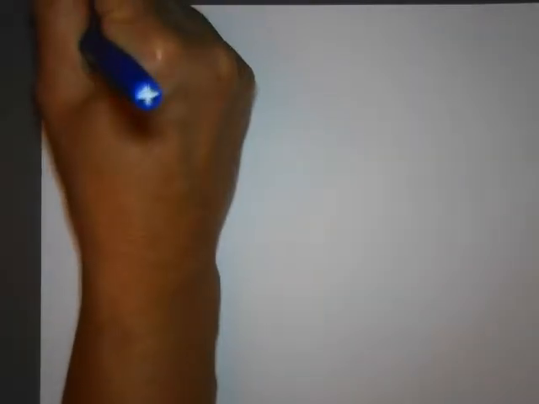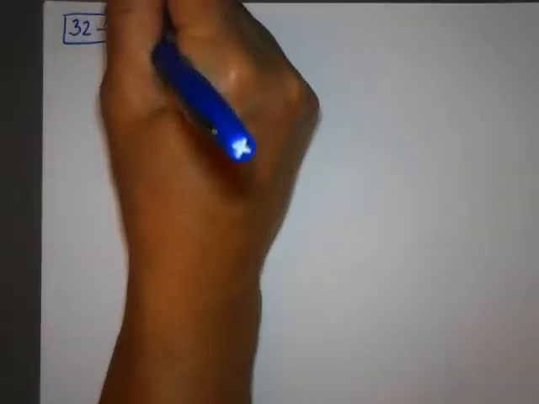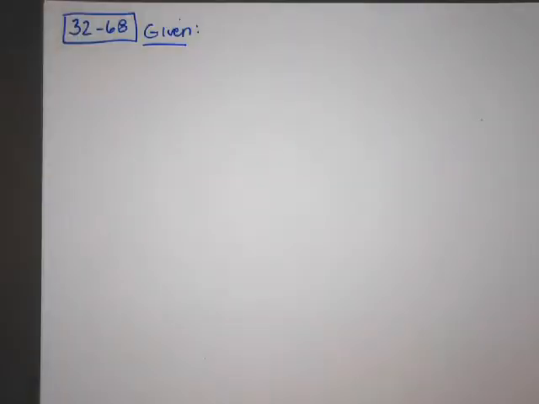Okay, so let's look at 3268. So it says a 5 kilogram mass, and again, when we do momentum, it's very easy to mix things up, so we want to write our given.